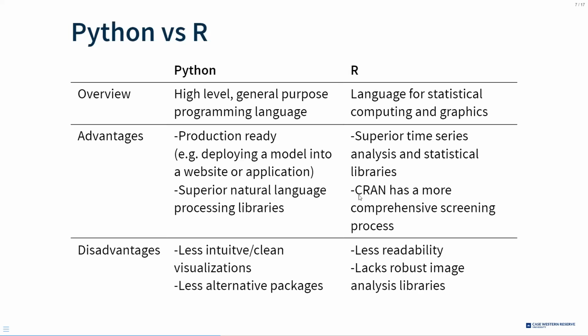R, on the other hand, in my opinion, the syntax and the readability of it is a bit easier than Python. There's superior libraries for statistical type analyses, such as the analysis of time series, and CRAN, which is the overarching organization that reviews packages and libraries produced by other people, has a much more comprehensive screening process than Python. So any library that you import into your RStudio and start using, you can expect that to be compatible with all the other libraries that you have, and you won't run into any configuration issues.